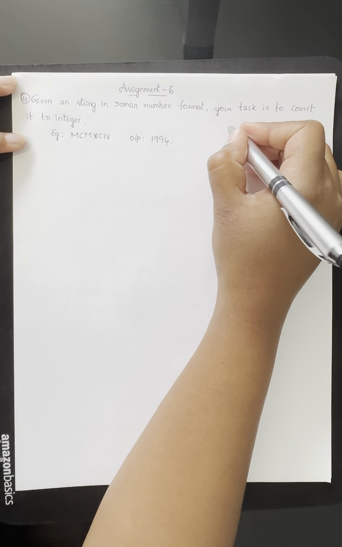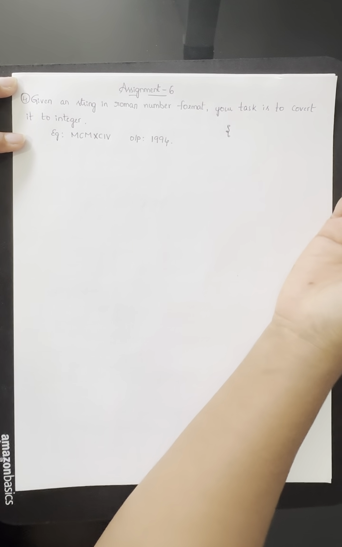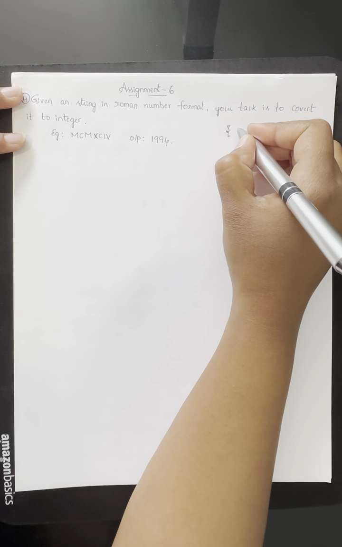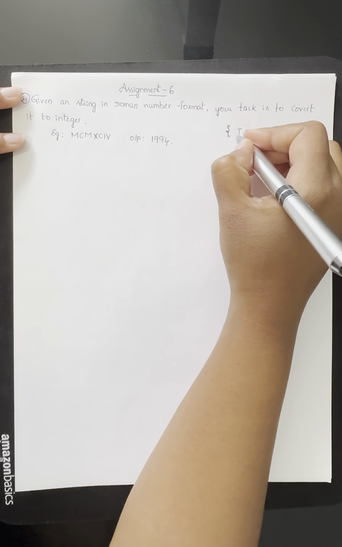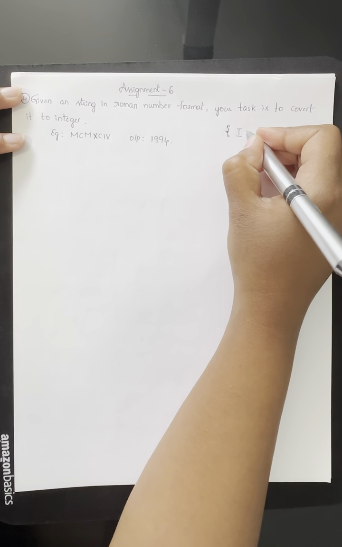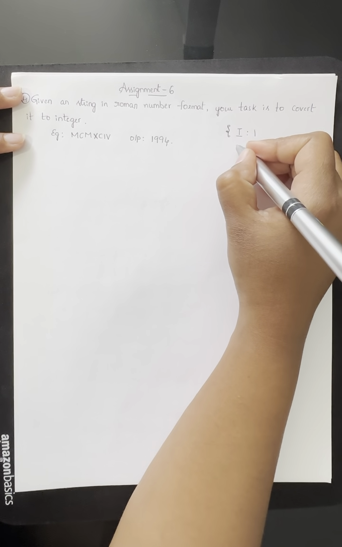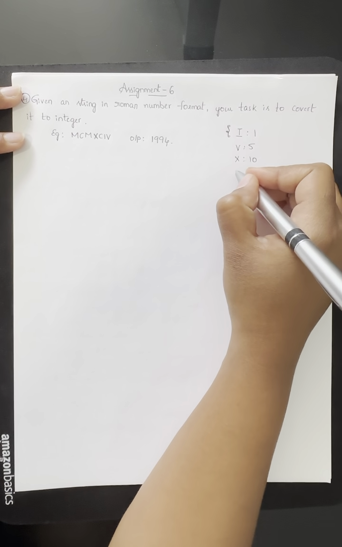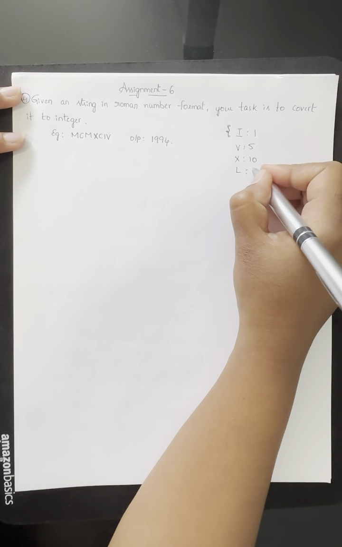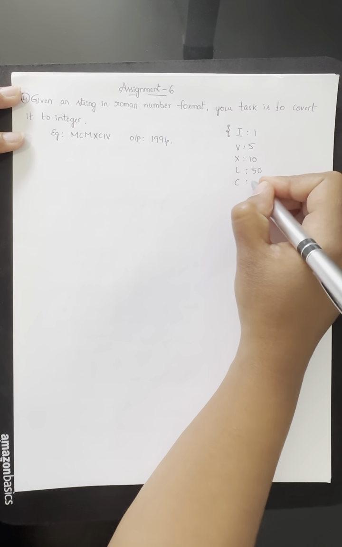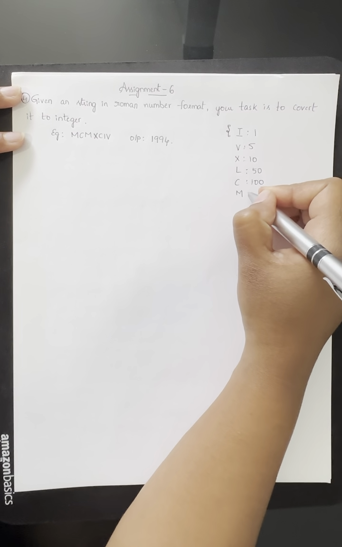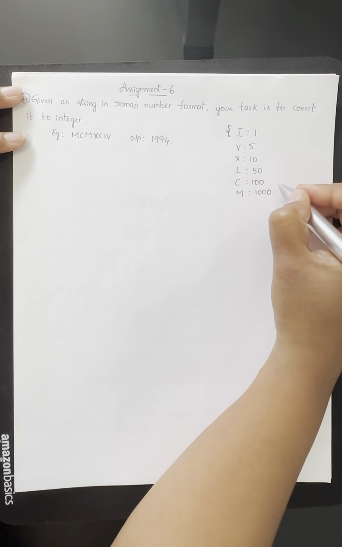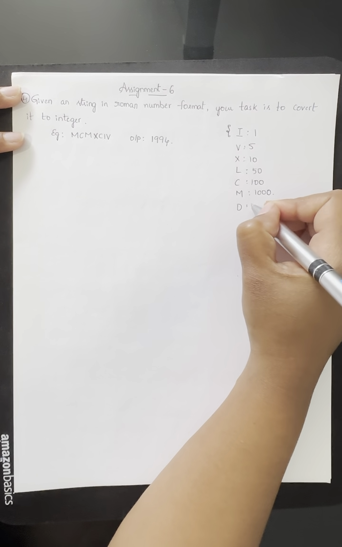For this, I'll be storing key-value pairs in an object for each of the Roman number symbols, like this: for X it is 10, L it is 50, for C it is 100, for M it is 1000, and D is 500.